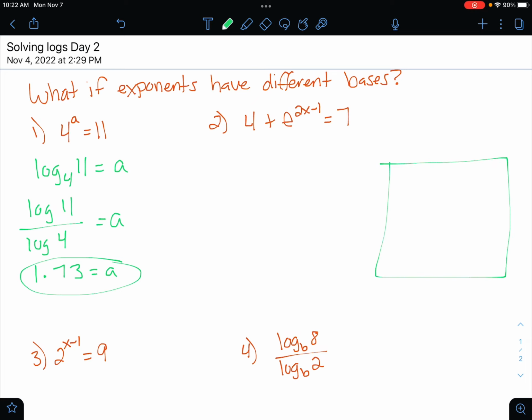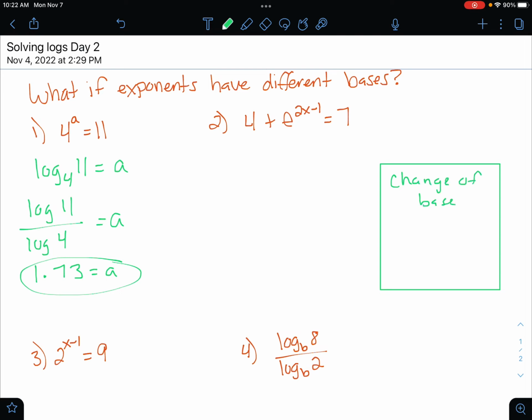Okay, so change of base. I'm going to put that over here. Change of base: if we have log base b of x, we can change it to log of x over log of b. So let's look at number 2.